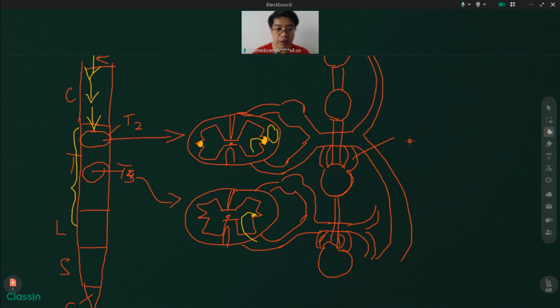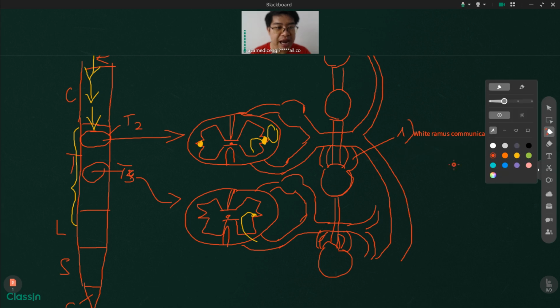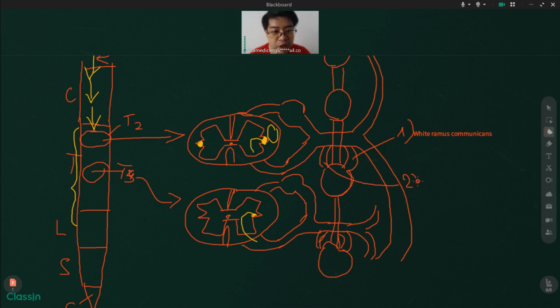Now, what are the names of these two branches? The name of that branch right there, we call it the white ramus communicans. And then after that, you'll have another branch right here. You call it the gray ramus communicans. So you have two rami communicantes. Number one is the white ramus communicans that is more laterally located, and then you have the gray ramus communicans that is more medially located.